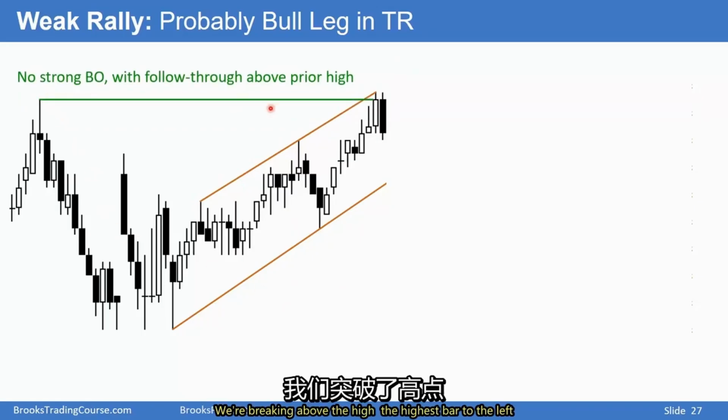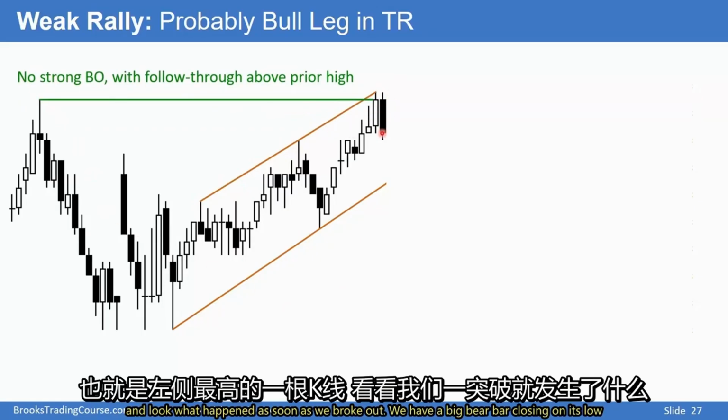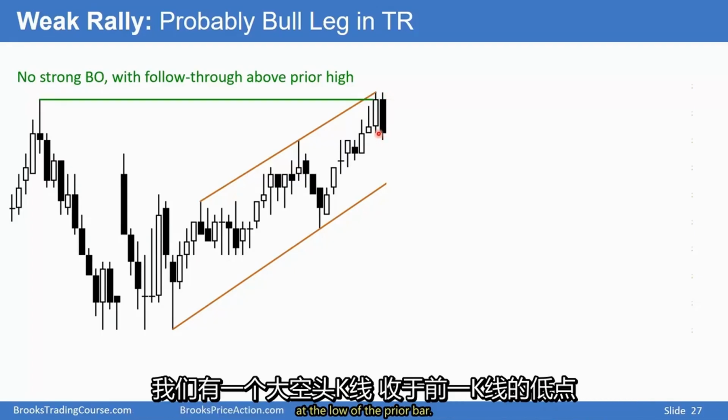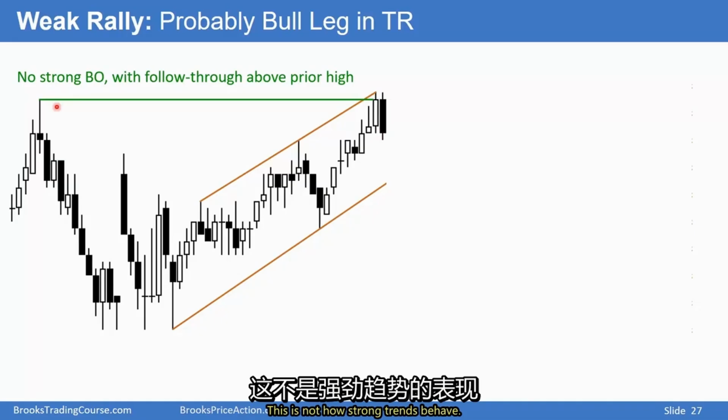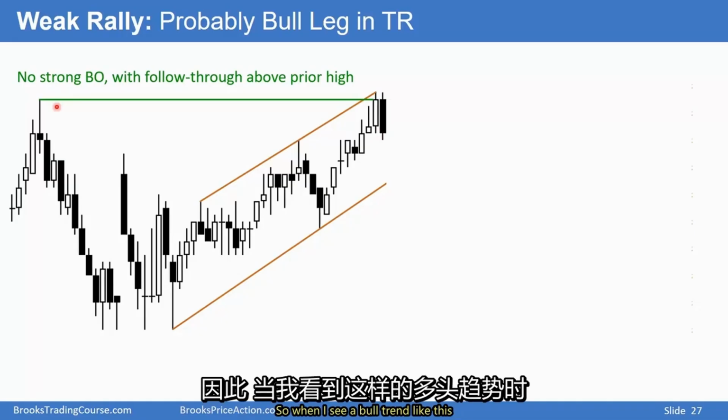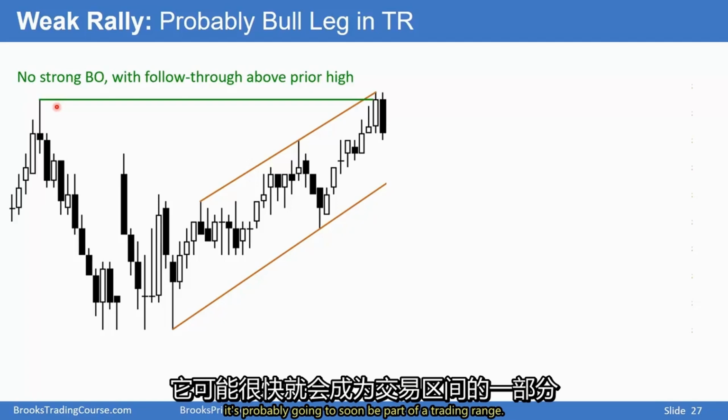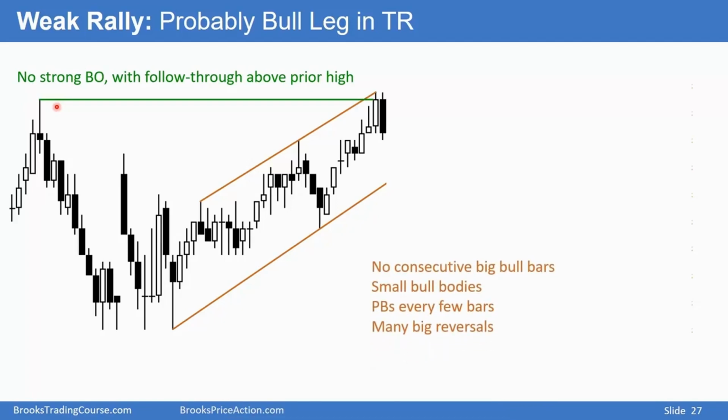We're breaking above the highest bar to the left, and look what happened as soon as we broke out. We have a big bear bar closing on its low at the low of the prior bar. This is not how strong trends behave. So when I see a bull trend like this, it's probably going to soon be part of a trading range.